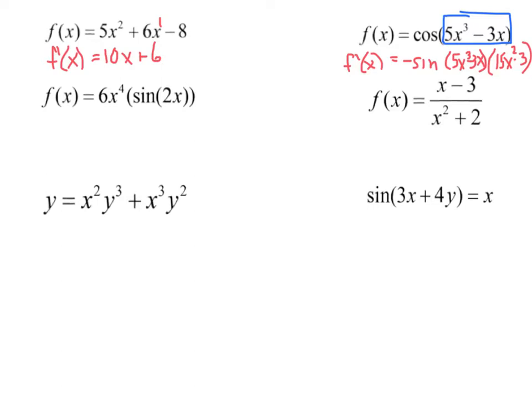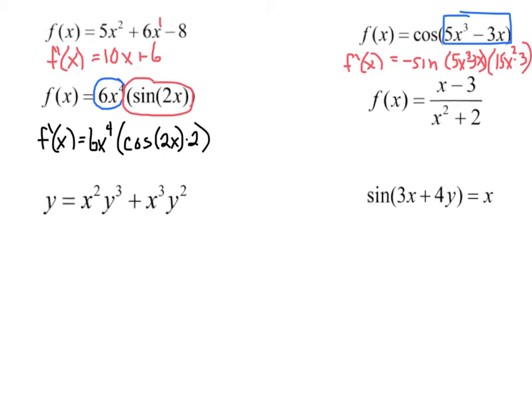Now, here we've got a product, right? We've got a function multiplied by another function. So if you recall, in product rule, we always do the first function multiplied by the derivative of the second, which would be the cosine of 2x multiplied by 2. So we need a chain rule there to do the derivative of the second. And then we do plus the second multiplied by the derivative of the first, like that.